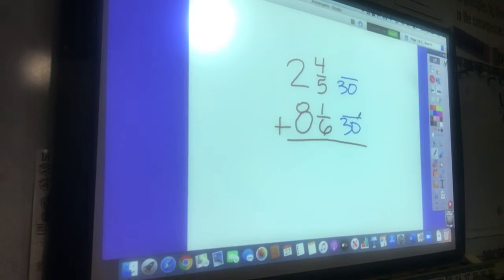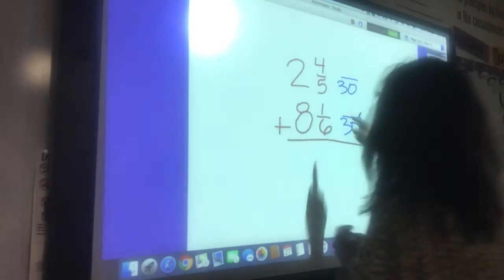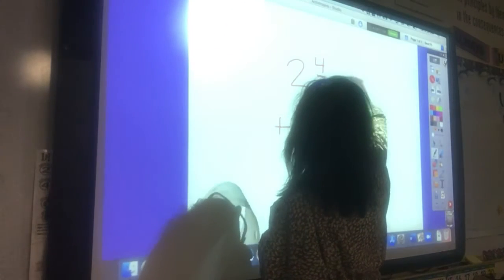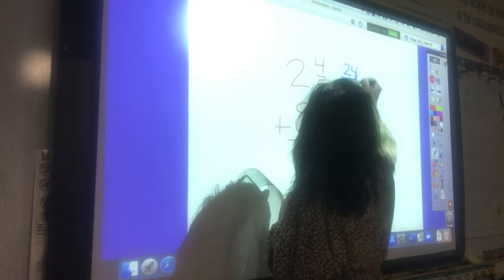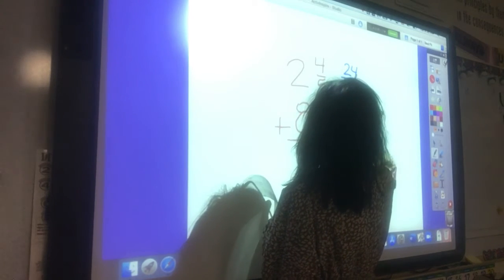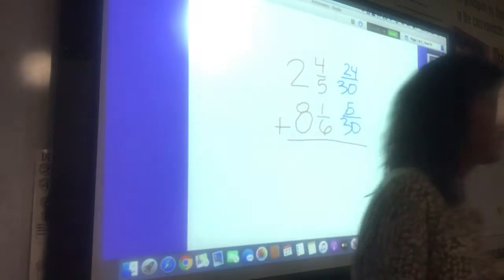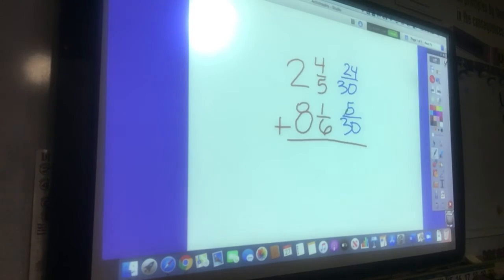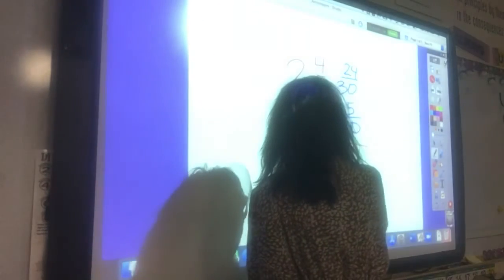So Maddie, what am I gonna get for my numerators? For the top one, you're gonna get 24. Okay, times 6, yes. And then for your bottom one, you're going to get 5. Okay, so times 5. And then we add. We add the fraction and we add the whole number. So, Maggie, what'd you get? I got 10 and 29/30.